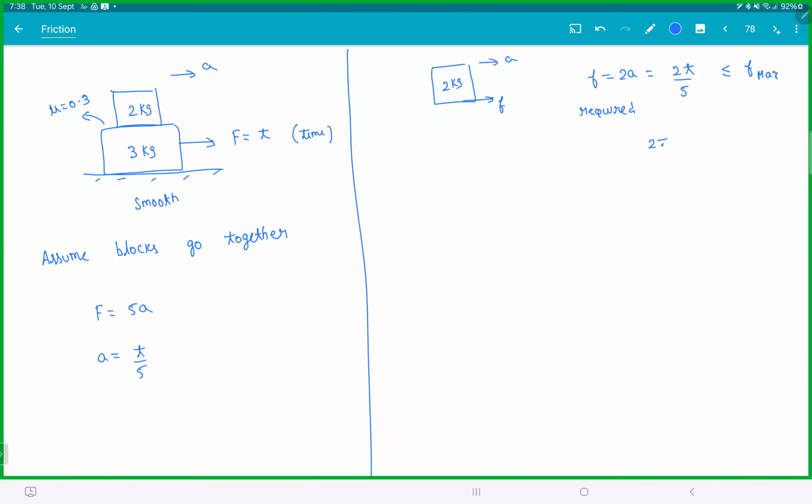And that would be 2t by 5 is less than or equal to mu into N, that is 0.3 into 20. That is t is less than or equal to 15 seconds. Right? So friction is saying up to 15 seconds, I can make them go together. So the meaning of this is, up to t equal to 15 seconds, blocks go together.